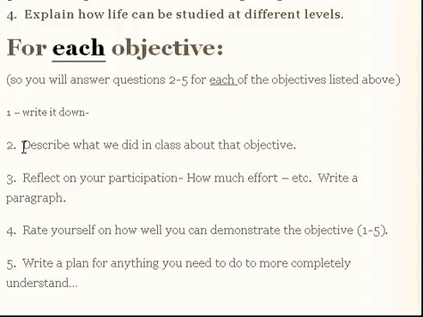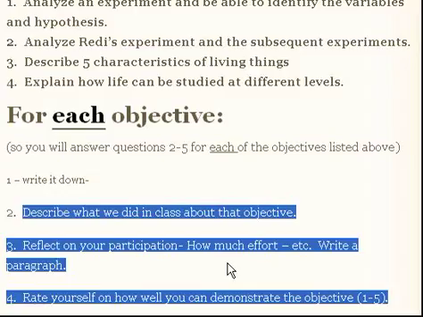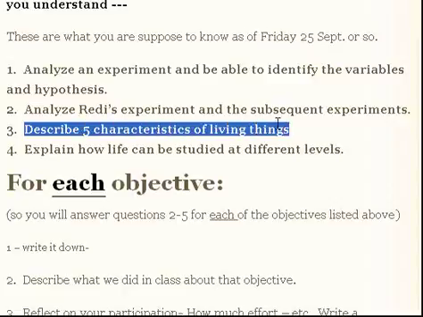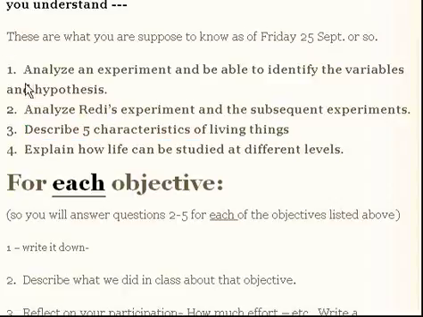Okay, and it's a little bit repetitive because for 1 and 2, we did similar activities, and for describe 5 characteristics of living things, we did an observation lab, and we had a discussion in class, and then we also read page 16 in the textbook, and then we took a quiz on that. So those are the kinds of things we did for that.